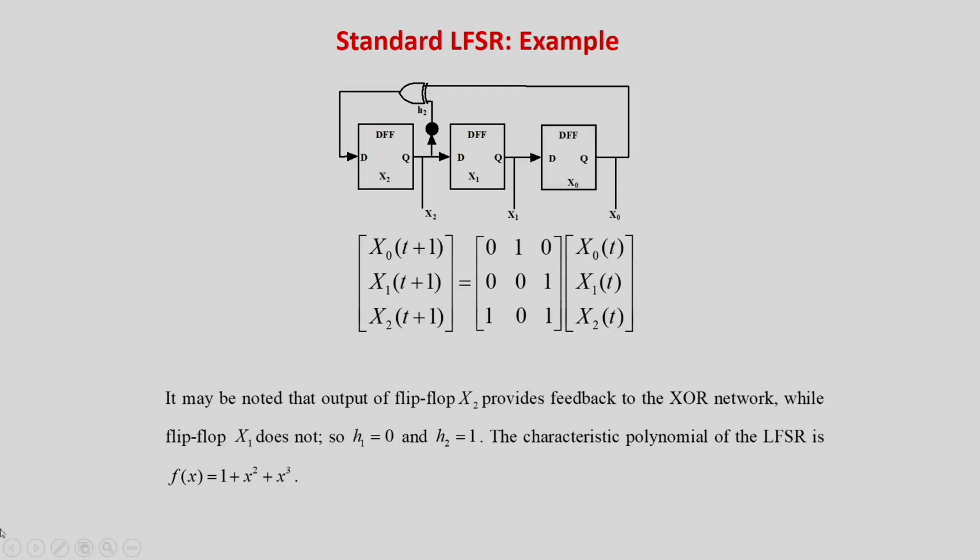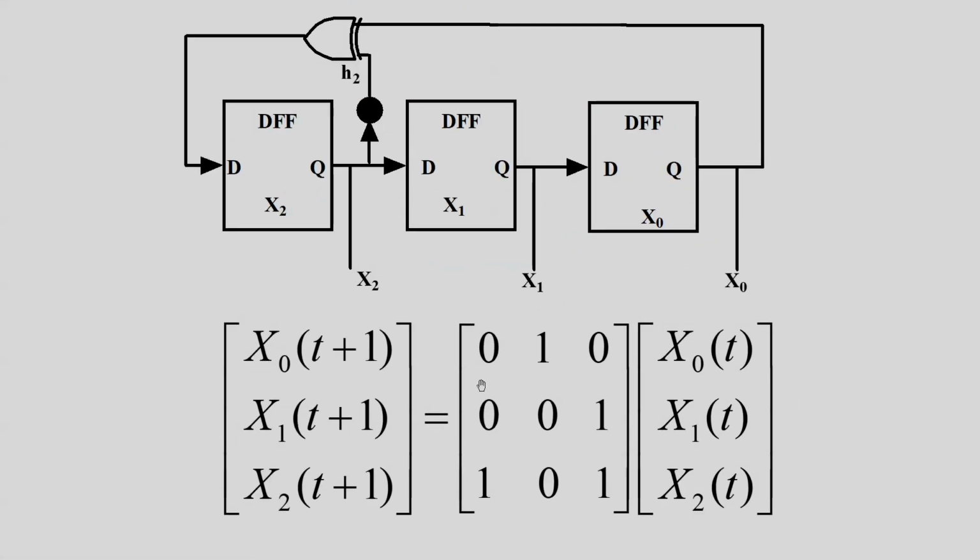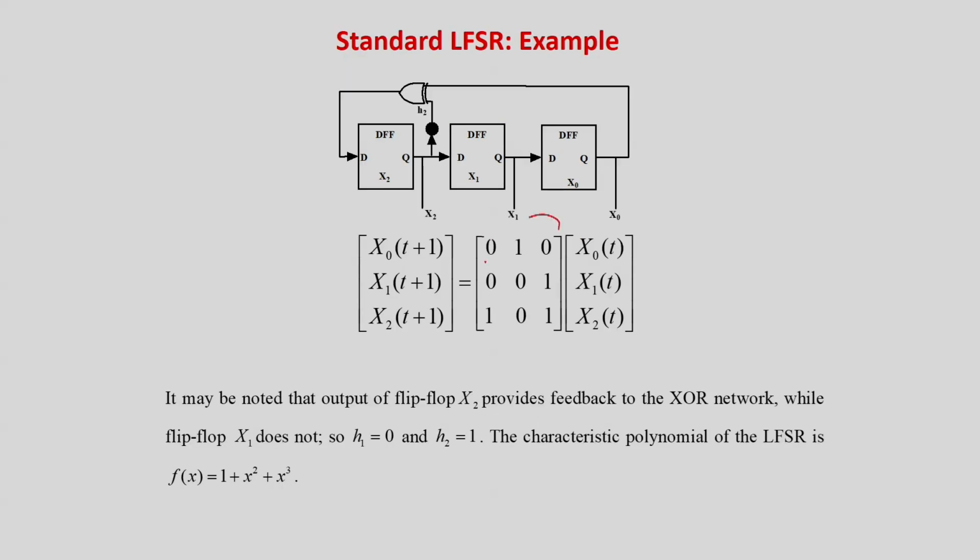Let me give an example. This is an LFSR with 3 bits, so the matrix is also 3 cross 3. This part is a matrix with all the diagonal elements as 1. That is not a problem, this is standard. In this case there is only one flip flop at the output of x2; here there is no flip flop over here. This corresponds to h1, so this is 0, and this corresponds to h2, so it is a 1 over here. This 1 represents that there is an XOR gate over here, and this 0 represents that there is no XOR gate over here.